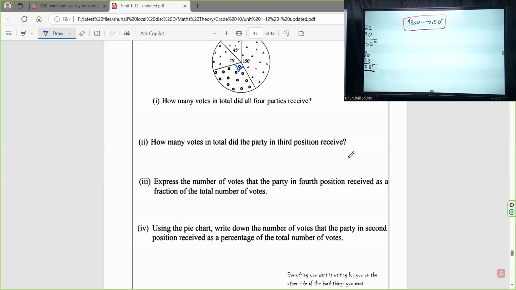Then next one. The next question is, how many votes in total did the party in third position receive? Who is in third position now? 75 degrees in the third position. Third one, express the number of votes that in the fourth position receives as a fraction of the total number of votes. Fourth position is 45 degrees. And the last one, using the pie chart, write down the number of votes that the party in second position receives as a percentage of the total number of votes.